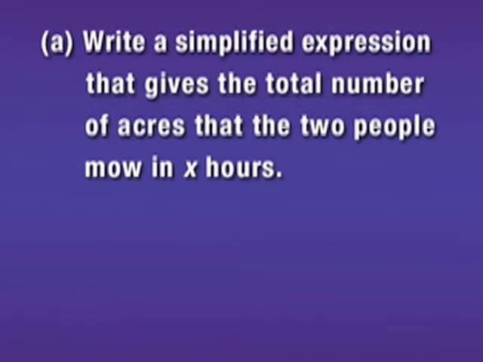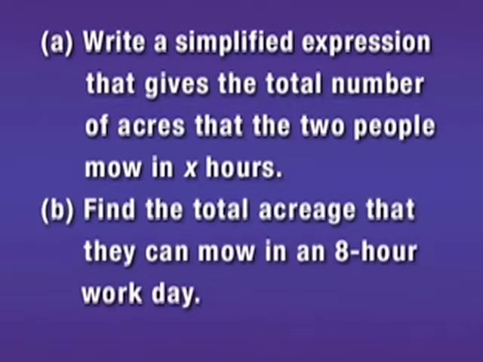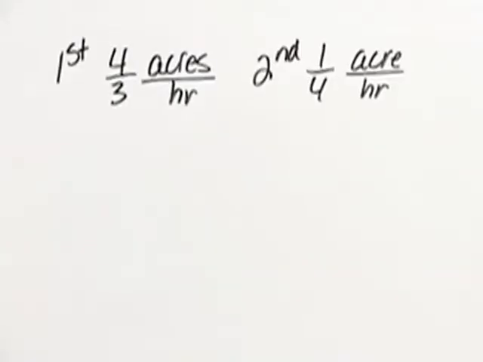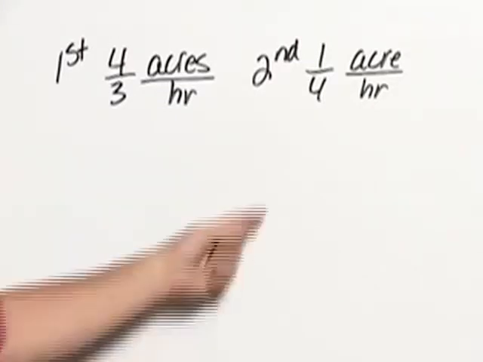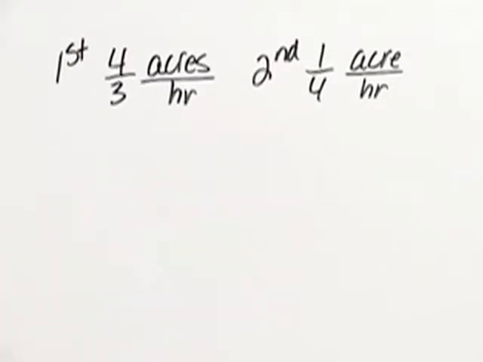And that's for part A. But for part B, find the total acreage that they can mow in an 8-hour workday. So I've written the important information on the board. The first person does 4/3 acres per hour. The second person does 1/4 acre per hour.